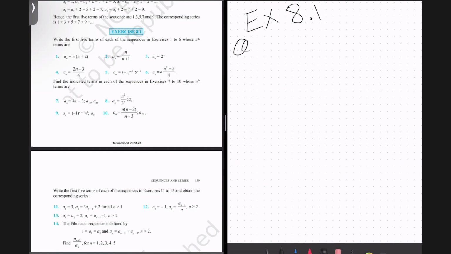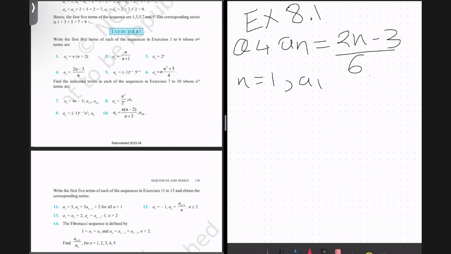For question number 4, the nth term of this sequence would be described by the relationship 2n minus 3 upon 6. So we are going to solve for the first 5 terms of this particular sequence as well. Let's just write n equal to 1. So a of 1 would be 2 minus 3 upon 6. I've just plugged in the value of n equal to 1 here, and that would give me minus 1 by 6, which is the first term of my sequence.